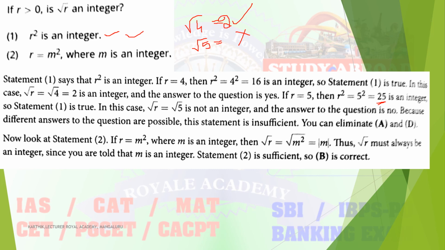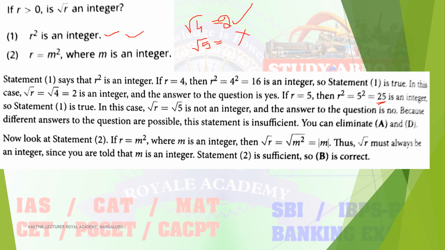First I take r is equal to 4. It satisfies the first condition, since the square is 16, an integer. Here also it is satisfied, since the square root of 4 is equal to 2. For the second case I take r is equal to 5. 5 square is 25, an integer, so it satisfies the condition. Then is the square root of 5 an integer? No. Two different answers from the first statement, so from the first statement alone you can't determine the answer.